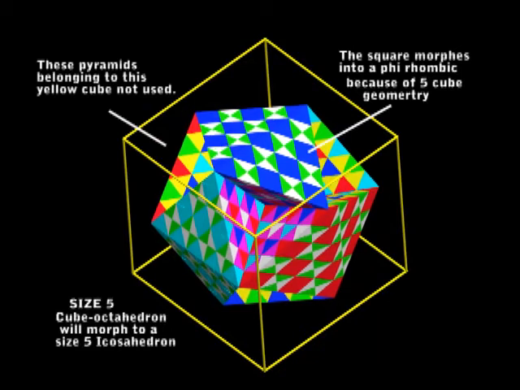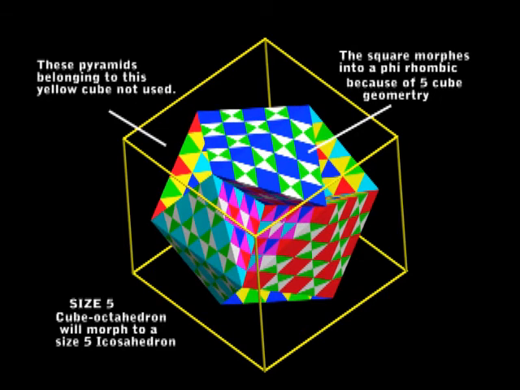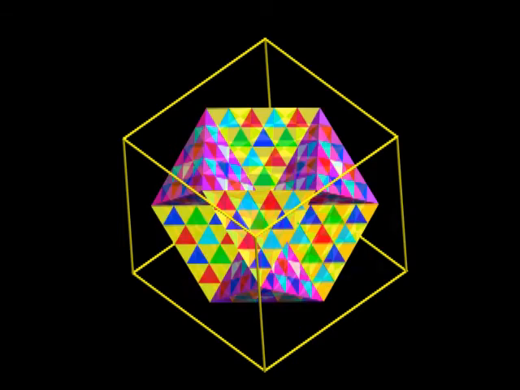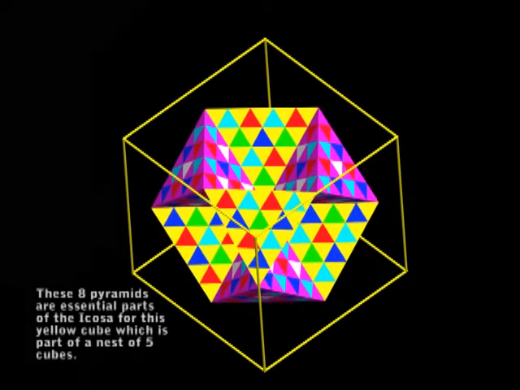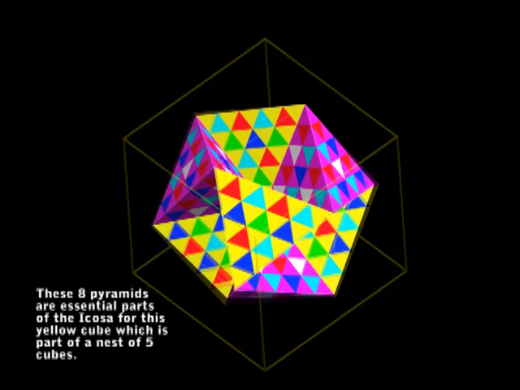Notice that the blue squares are turning into a rhombic shape. These are perfect golden ratio. This comes from the 5 cube arrangement, but I'm sorry we can't get into all that at the moment. But we do need to focus on the yellow and purple sections that rotate around the corners of the cube. Now let's take a look at these yellow and purple pyramids that are part of the icosahedron.